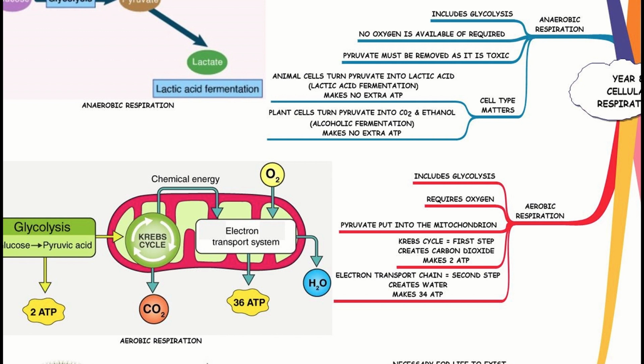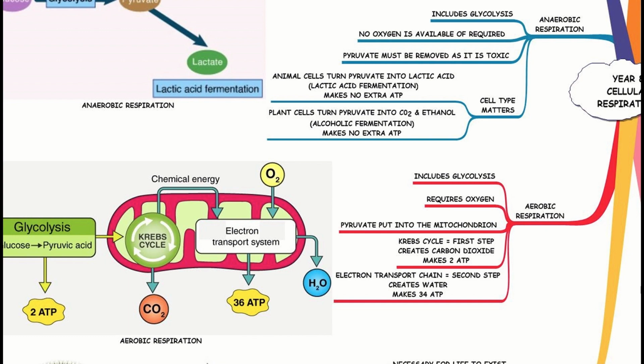If oxygen is available, the pyruvate is put into the mitochondria and it goes into a cycle called the Krebs cycle. And the Krebs cycle makes carbon dioxide and 2 extra molecules of ATP. And then the molecules move into a second step called the electron transport chain that creates water and 34 ATP.